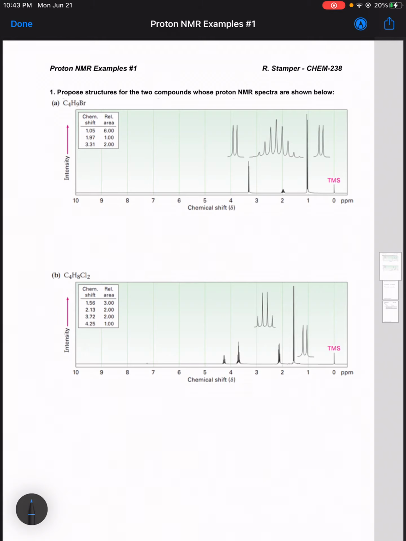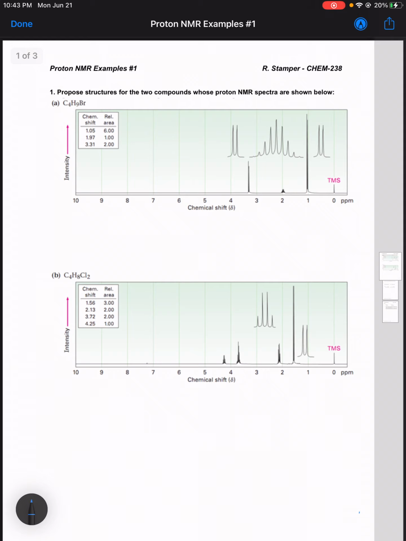Hi all. Today we're going to talk about some Proton NMR examples and particularly focus on splitting and symmetry and those sorts of considerations. So if you look on Canvas, you'll find this worksheet, Proton NMR Examples number 1, and we're going to go through this and try to make some light of it.